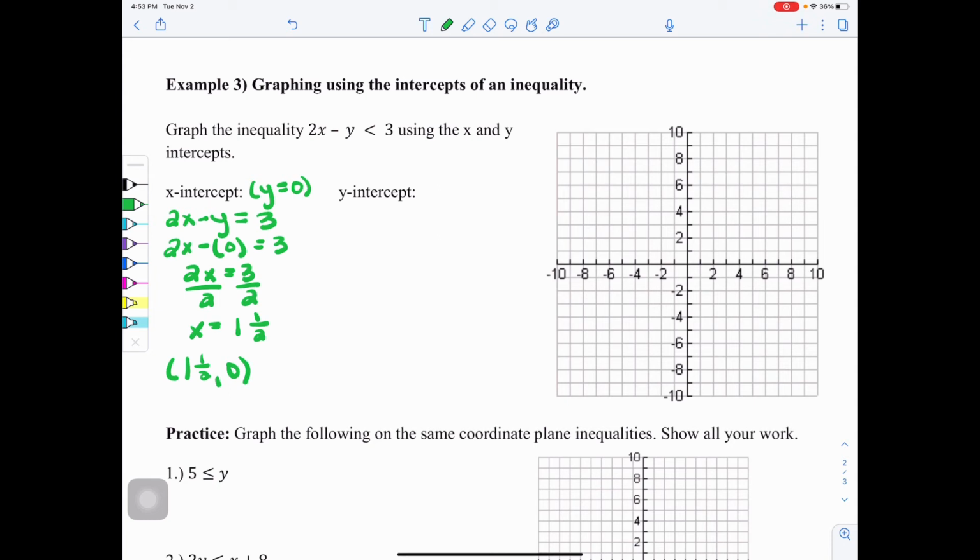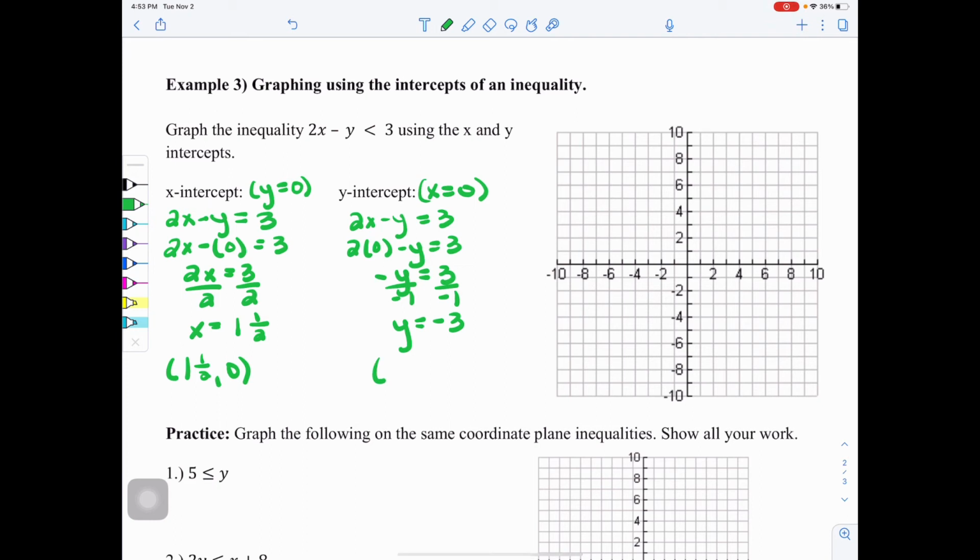Then I'm going to find the y-intercept by plugging in x equals 0. So I'm going to write my equation. And then I'm going to plug in x is 0. So 2 times 0 is 0, which leaves me with negative y equals 3. But I don't want negative y, so I have to divide both sides by a negative 1. And I get y equals negative 3. So my y-intercept is going to be (0, -3).